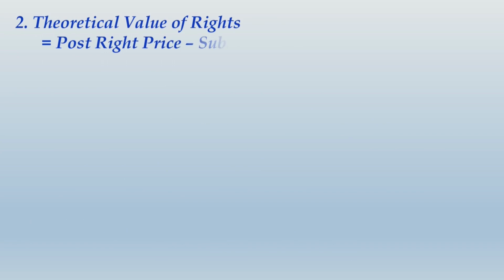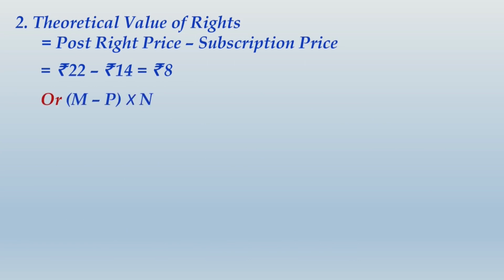Theoretical value of rights will be post right price minus subscription price, that is 22 minus 14, and that gives you 8, or (M minus P) into N. As per the variables, M is 24, P is 22 and N is 4. So finally that also gives you 8.